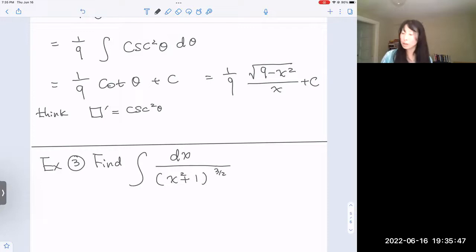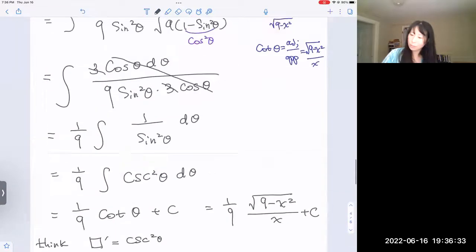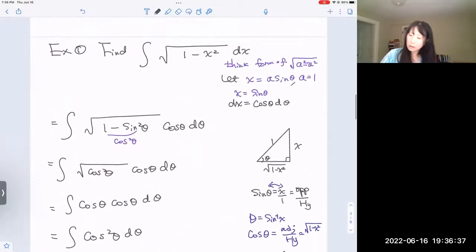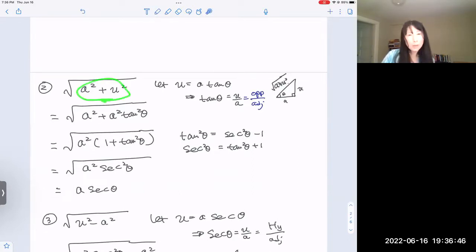All right, so this one was already called because we can express this one as dx in radical form. So it will be the square root of x squared plus one, cubed, inside, right? Or we can write the cube outside as well. Either one. Maybe outside is better. All right, then this form is a plus, right? So plus, this form is the same as this one, a squared plus u squared. Then we can say the variable equal to a tangent theta.